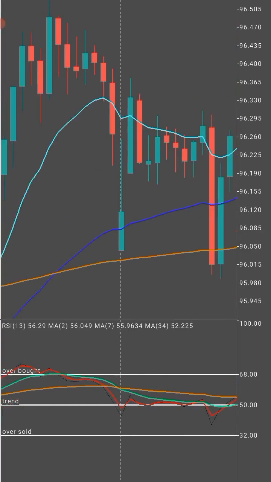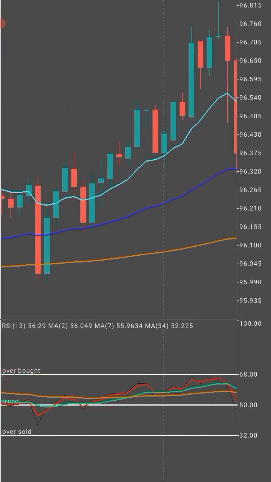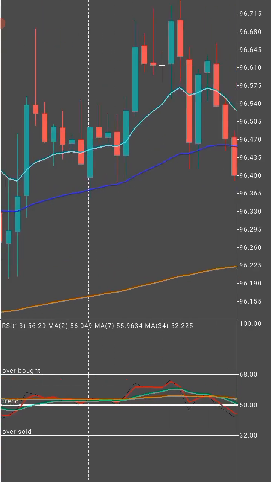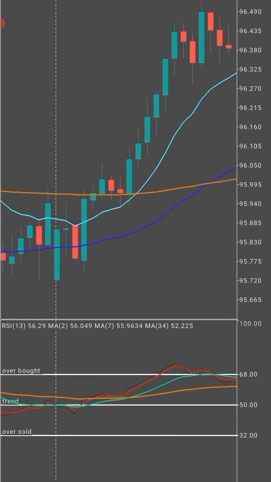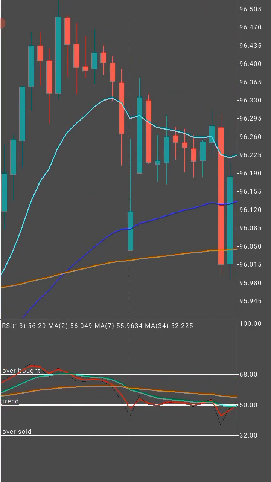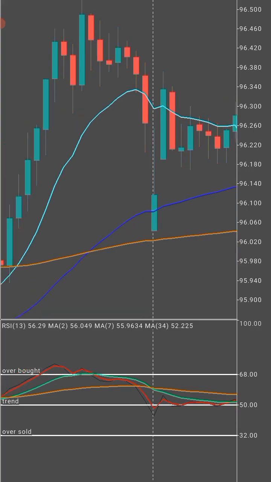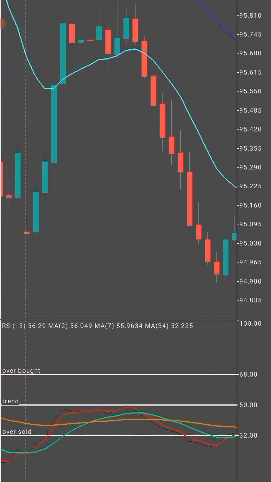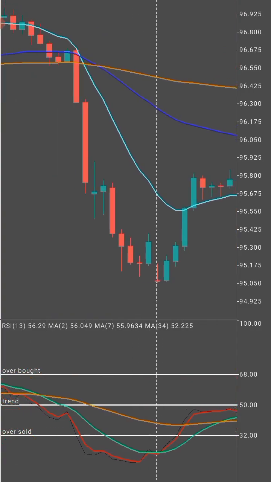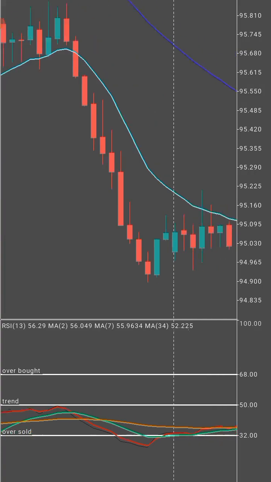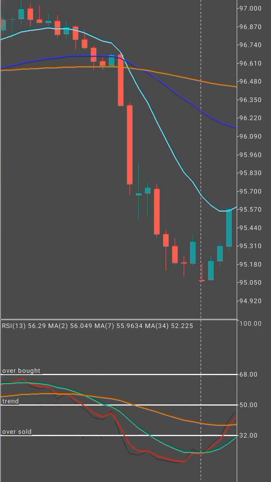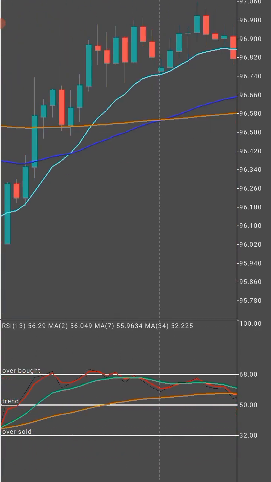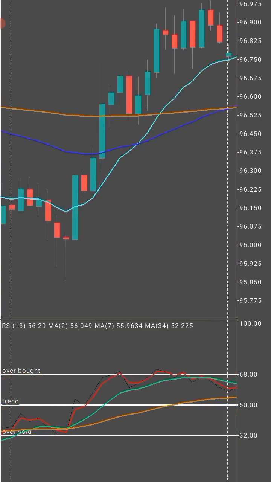Let's see if we can get one of them. New trend. No, this one is not a breakaway. So it's not a breakaway. Now the breakaway, no, this one is not a breakaway too. This one is not a breakaway. It does not signify a new trend.